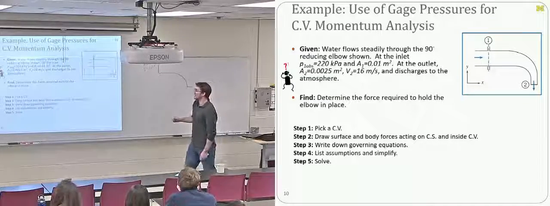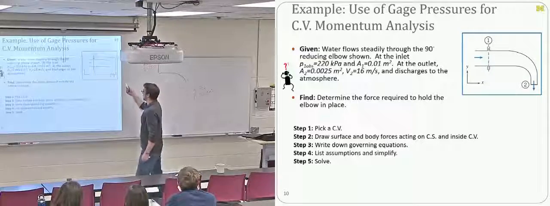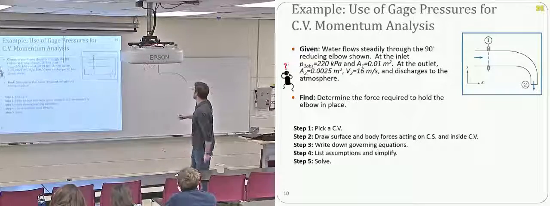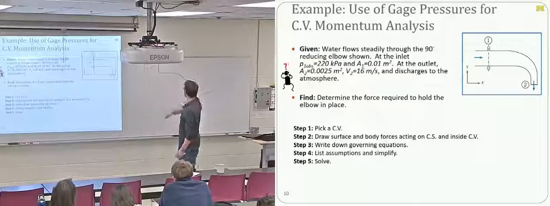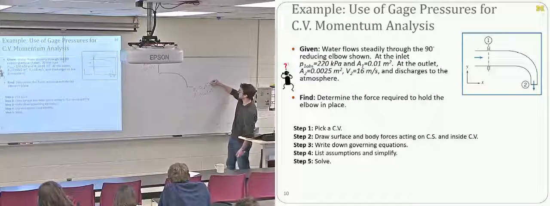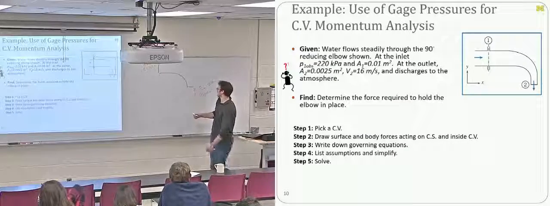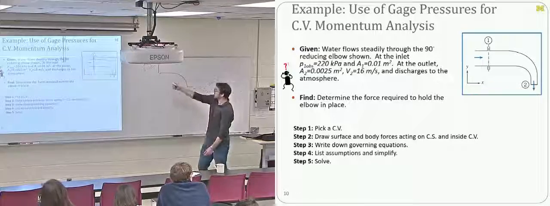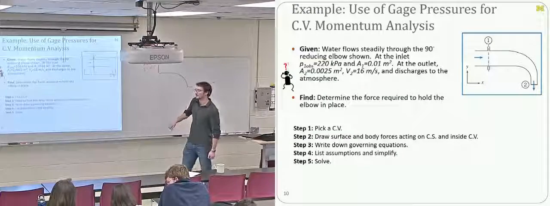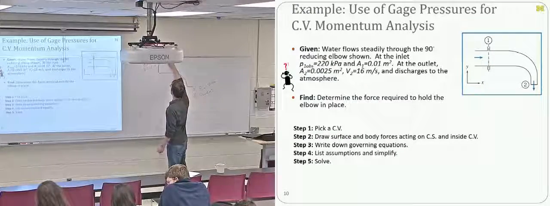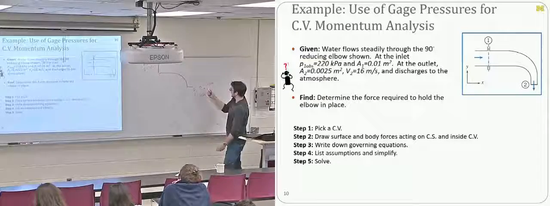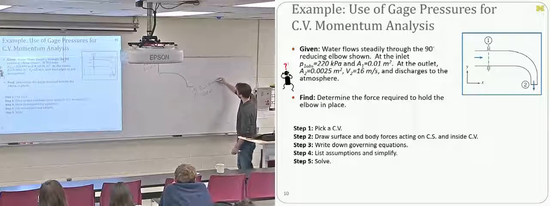So for the sake of this problem, what we can say is that all that we really care about is the difference relative to the atmospheric pressure. So that means gauge pressure, right? Atmospheric pressure is 101 kilopascals. So that means that the gauge pressure here is going to be 220 kilopascals minus atmospheric, which is going to be equal to about 119 kilopascals gauge. Gauge pressure here is going to be equal to zero.